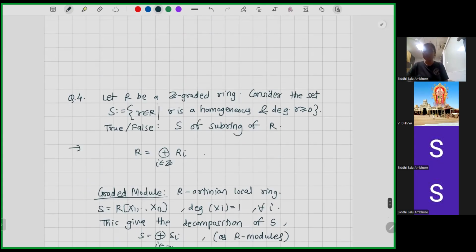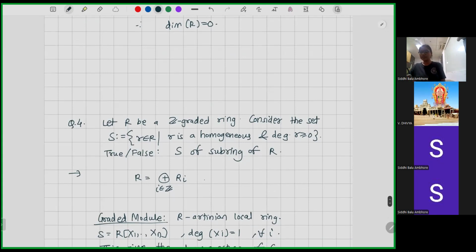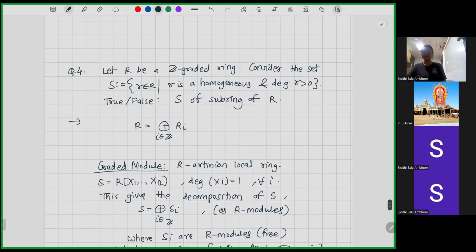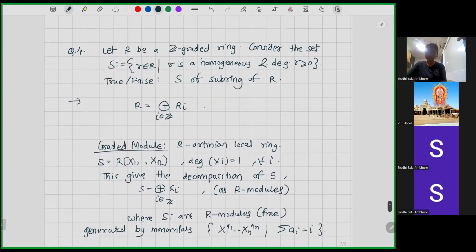And here in our question, they are considering R to be a Z-graded ring. And they are considering the set S of r in R such that r is homogeneous and degree of r is greater than or equal to 0. Not greater than or equal, greater than 0. Then we have to show whether S is a subring of R. I mean, is this true or not? So when I say S is a subring of R, it means it should be closed under addition, multiplication, and it should also contain the multiplicative identity of the ring. Yeah, we want 1. So this is greater than or equal to. So can you guess whether this is true or false? Anything?